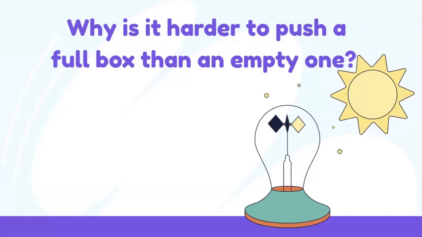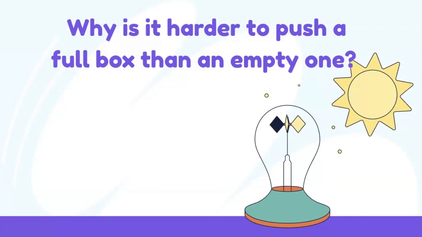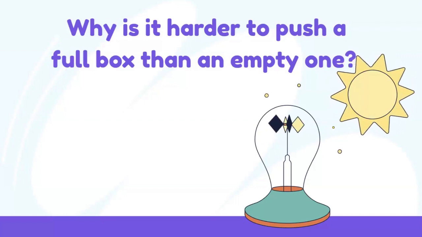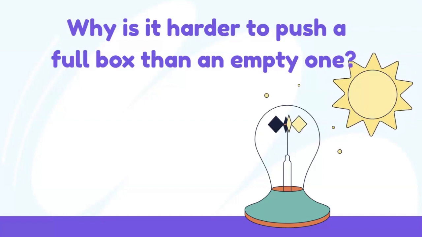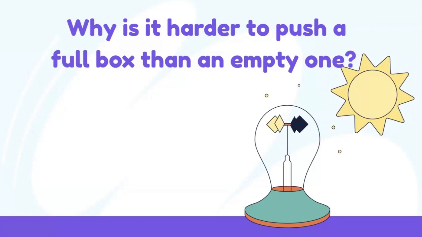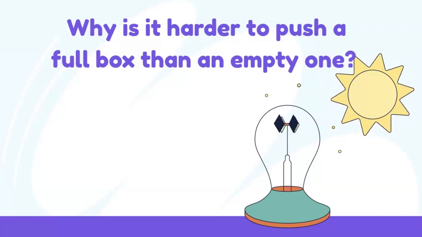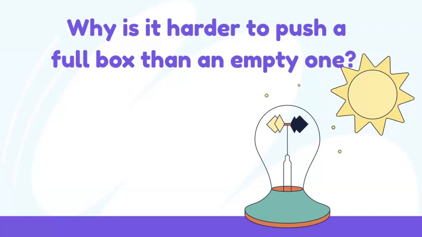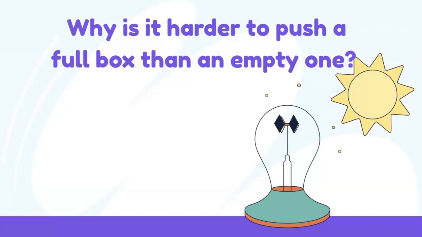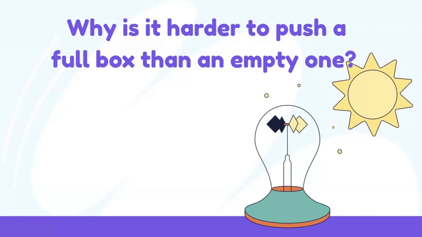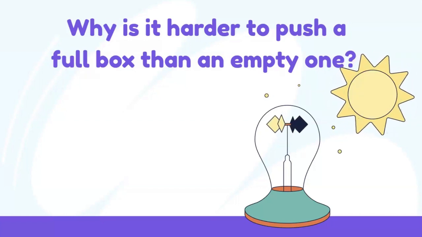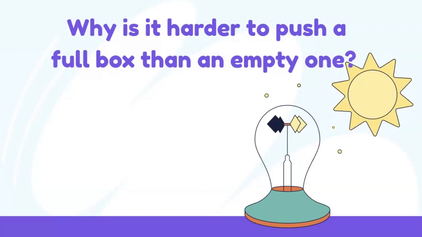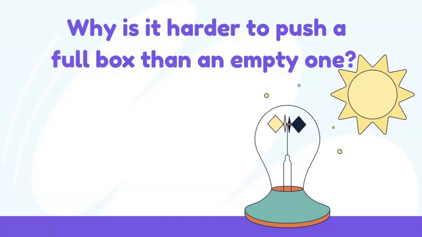You weigh different amounts on each planet, which has to do with the planet's gravity and such. But someone's mass, which is a call back to my last lesson, is how much matter is in something. That remains the same on all planets, regardless of where you are. So if you want to say it in the best scientific terms, the reason it's harder to push the full box than the empty one is because the full box has more mass than the empty box, which means that it's going to require more force to make it move.